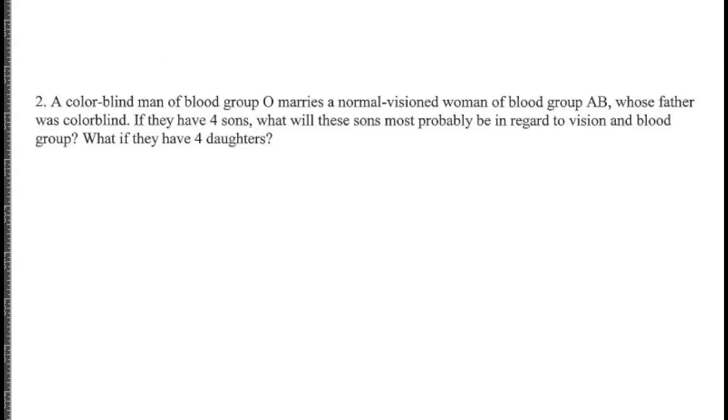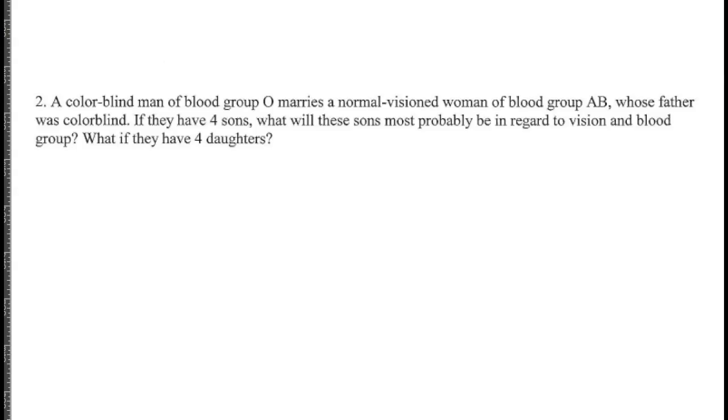So same page. A colorblind man, so just like the hemophilia is going to be on the X, with blood group O marries a normal vision woman of blood group AB, whose father was colorblind. If they have 4 sons, what will these sons most probably be in regard to vision and blood group? What if they have 4 daughters? So again, I did this all out for you already.